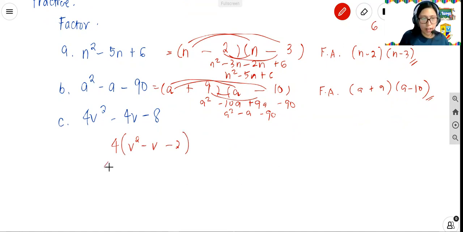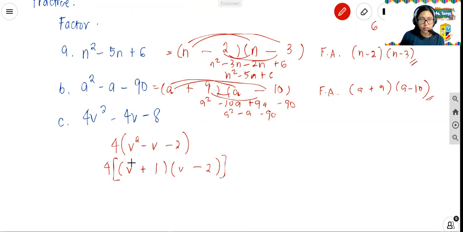Okay, so let's factor this one. Don't forget to write the 4 there. It's still part of the expression. So b squared can be b and b. And then for 2, we can only have 1 and 2. So I'll just put here 1 and then 2. As for the signs, since our answer should be negative in the middle, I will put the minus sign to 2 and the plus sign to 1 because 2 is bigger than 1.